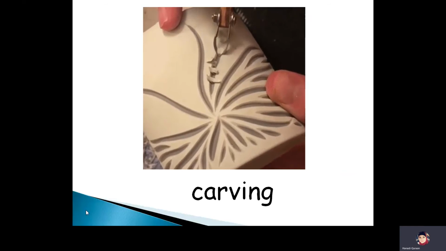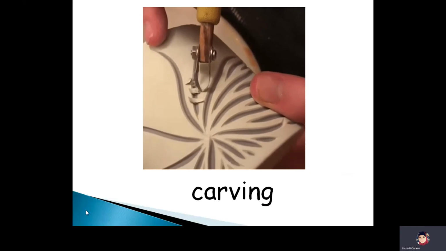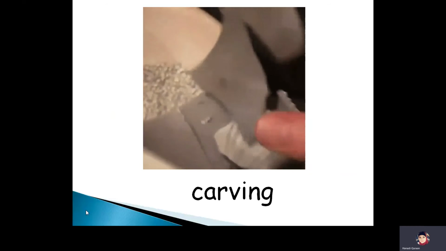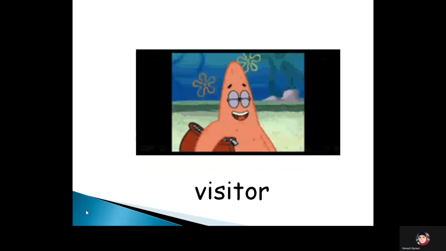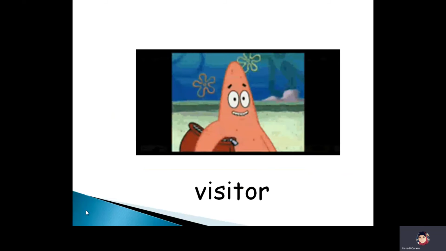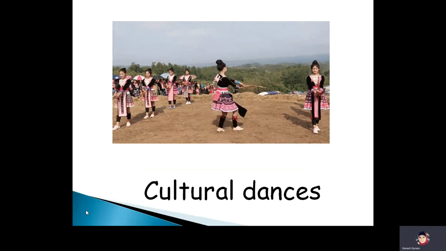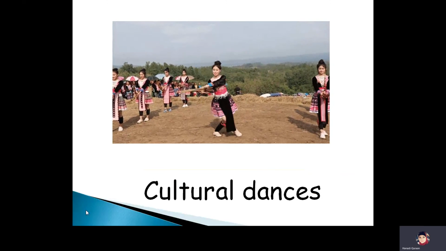Carving. I love the carving on the wood. Carving means to make special decorations using rocks or wood by making special patterns. Visitor. Yesterday we had 2 new visitors. Visitor means someone who comes from outside to the inside. Now, cultural dances. Dabke is one of the cultural dances in Jordan and Palestine.